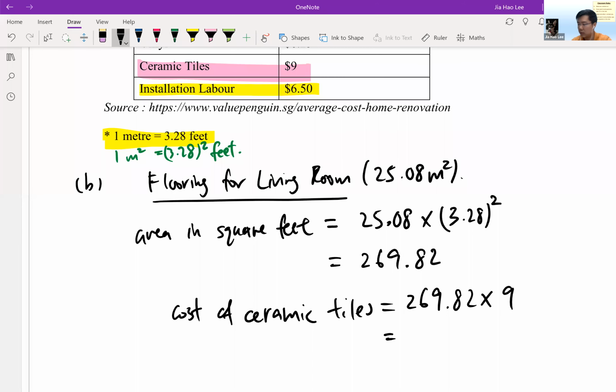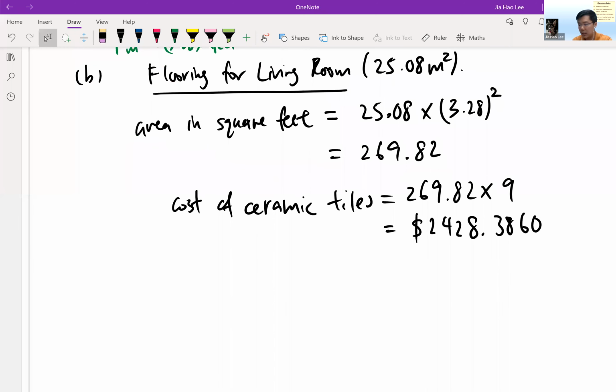Then again, I'm going to write down as many digits as I need. This is money, so obviously we're going to write a bit more because we want to round off to 2 decimal places after that. So I just write a few more digits behind it just to make sure that it's okay. So this is the cost for making the flooring for the living room, 2428.3860. And we are done for now. This is the first category. The second category that I mentioned earlier, I'm going to do now for the bedroom.